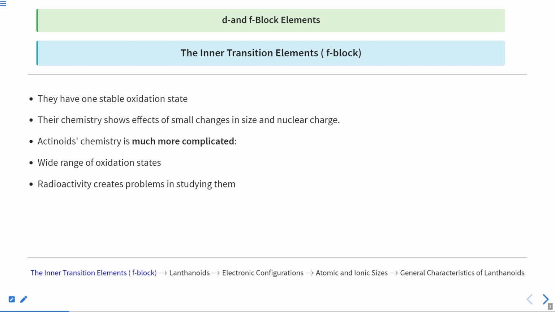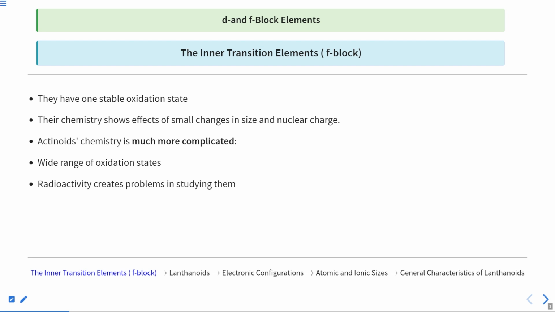For all the lanthanoids, we will see that there is a common stable oxidation state, and their chemistry shows effects of small changes in size and nuclear charge. If you move from left to right in the lanthanoid section, you will see that their atomic size does not vary much, nor does their nuclear charge. Since this ratio is the same, they have a similar reactivity.